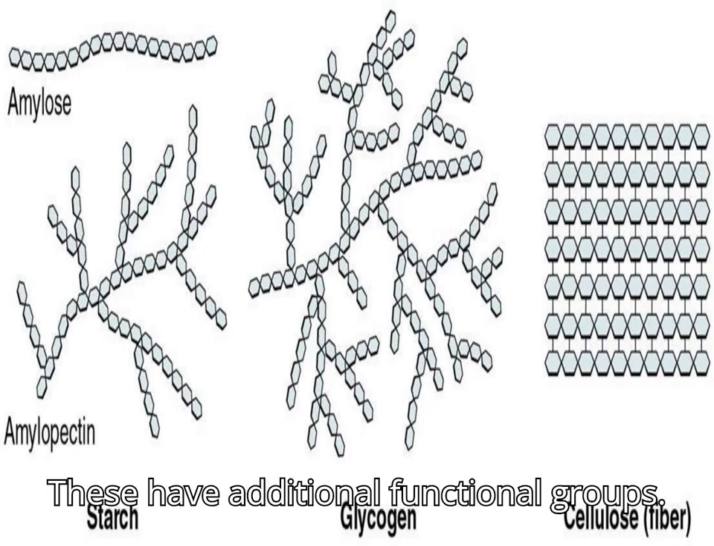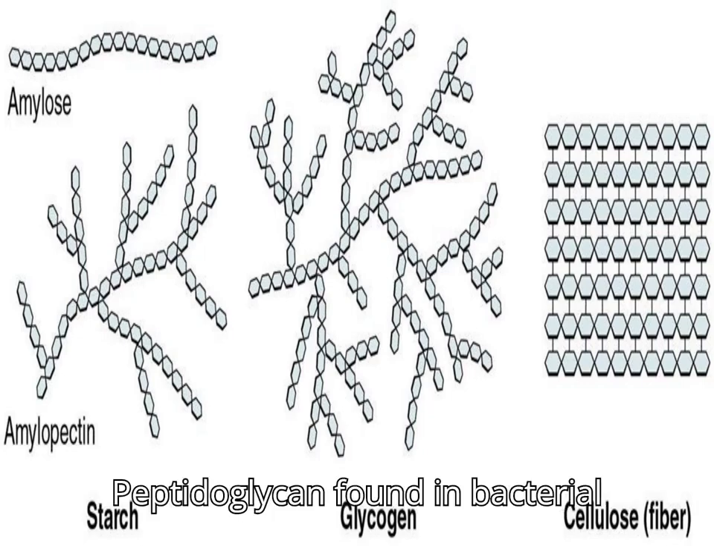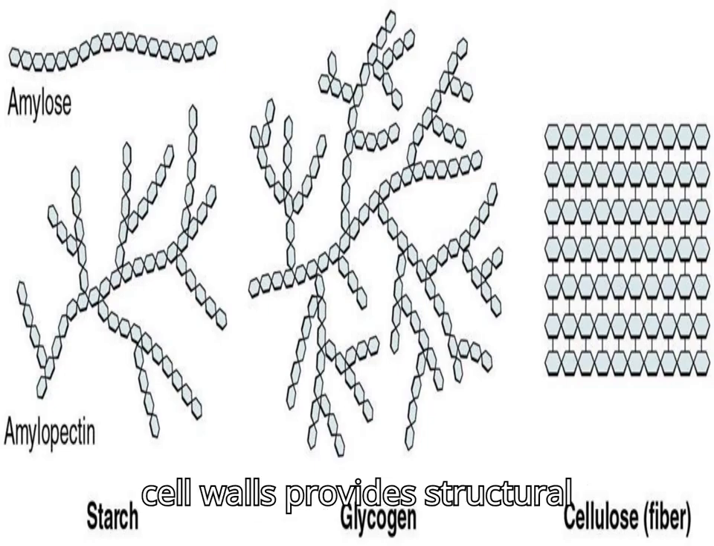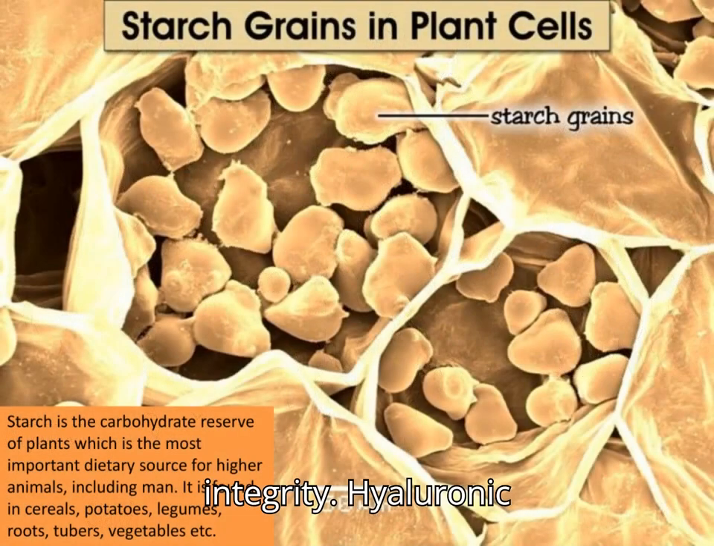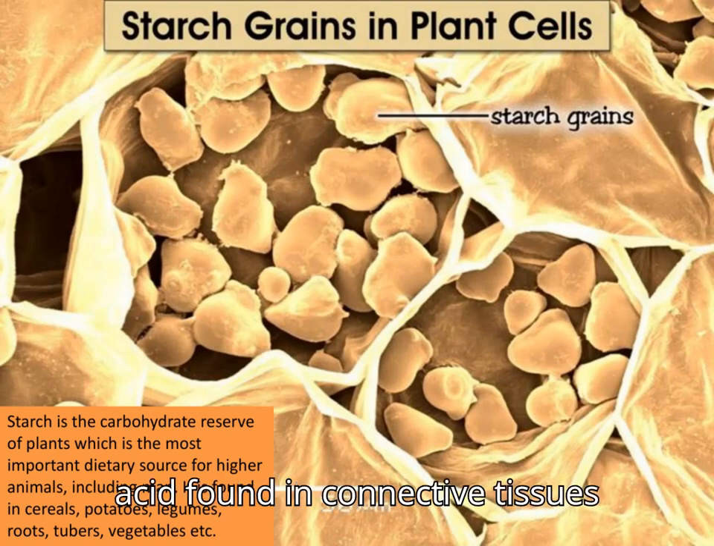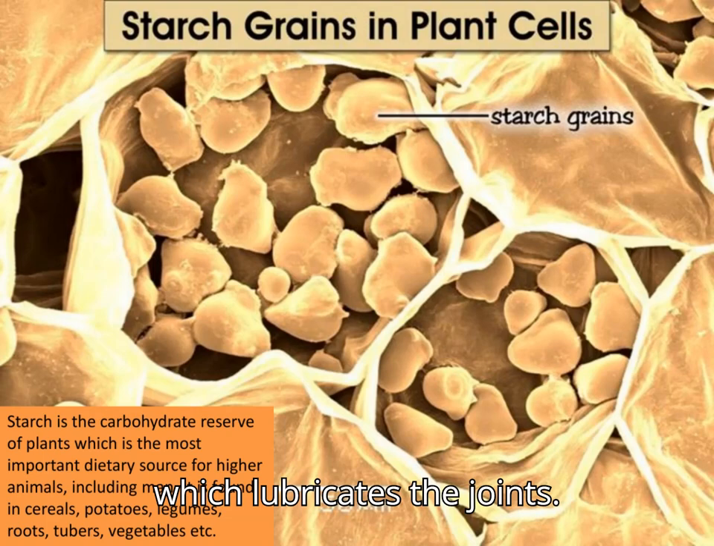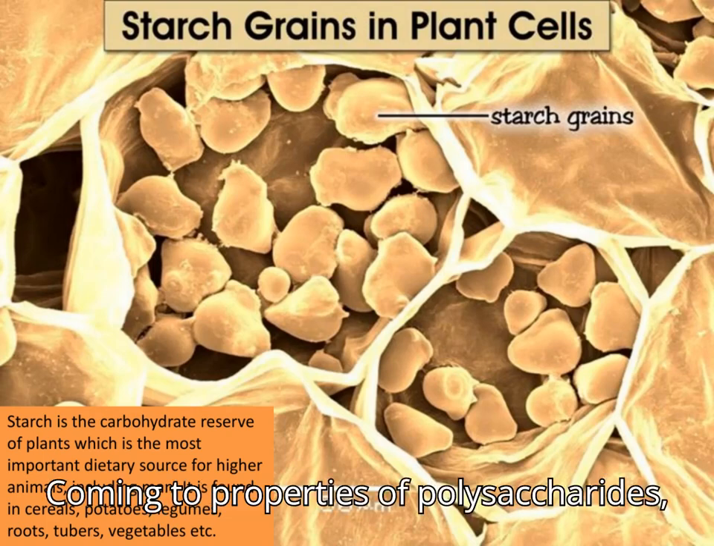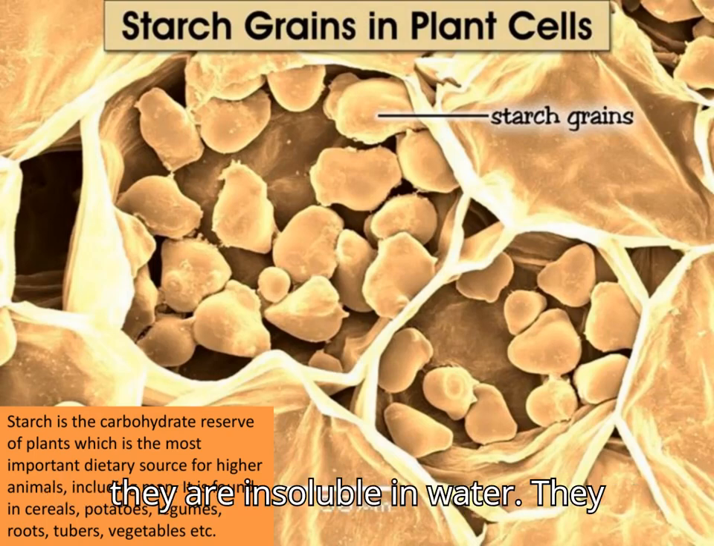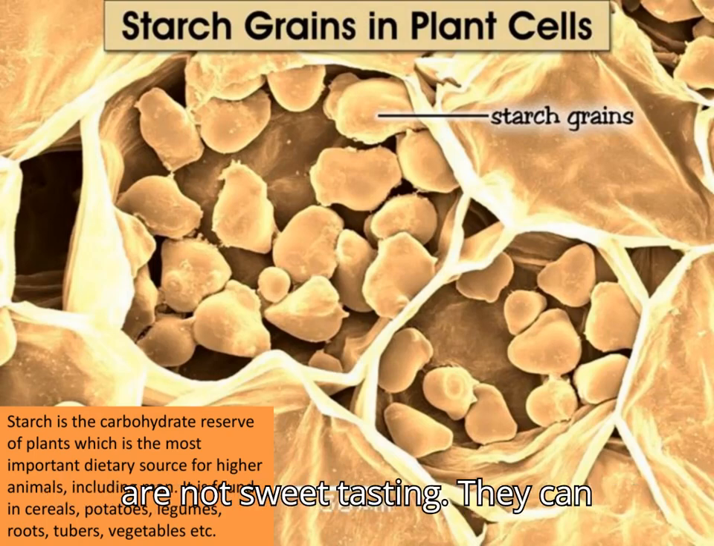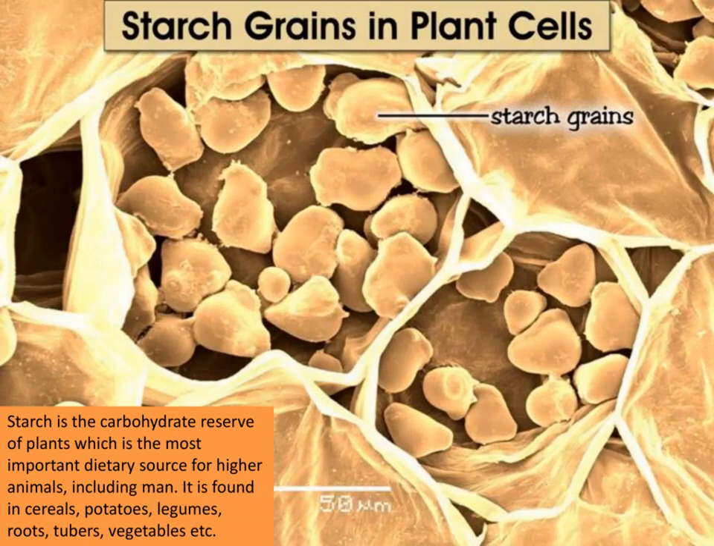Modified polysaccharides. These have additional functional groups. Peptidoglycan, found in bacterial cell walls, provides structural integrity. Hyaluronic acid, found in connective tissues, lubricates the joints. Coming to properties of polysaccharides, they are insoluble in water. They are not sweet tasting. They can be branched or unbranched.